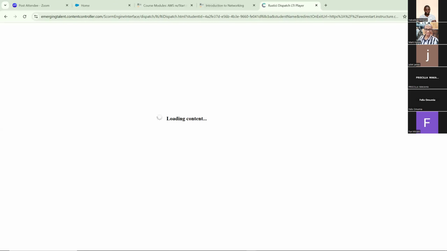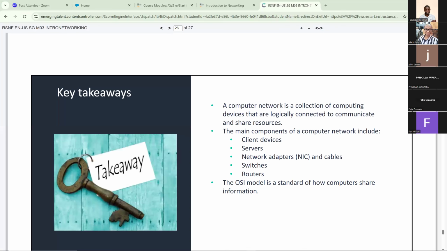So we'll be doing that introduction to networking. That's where we are starting today. We are in week 3. Today we are doing introduction to networking. Then in the afternoon, you'll be looking at networking concepts. And then we continue tomorrow with the rest of the stuff.